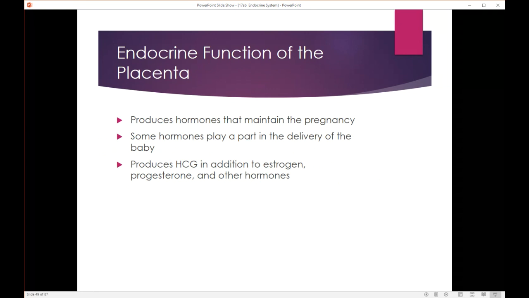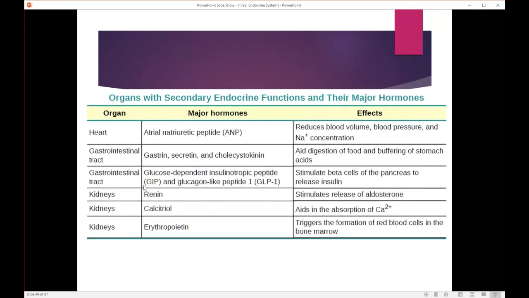Some of those hormones can play a part in the delivery of the baby. Specifically, they produce HCG in addition to estrogen, progesterone, and other hormones. HCG is what is detected in home pregnancy tests. These are some organs that have some secondary endocrine functions, but they are not necessarily considered an endocrine gland.